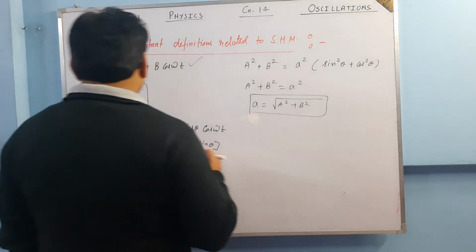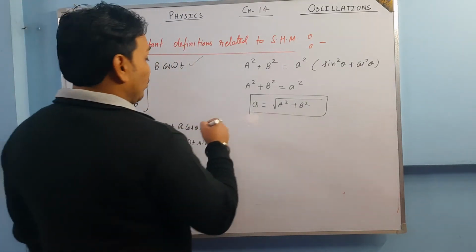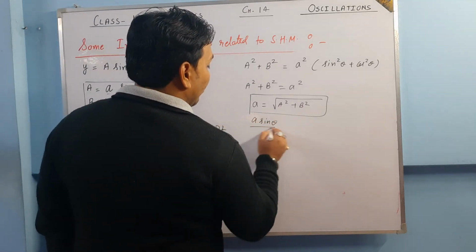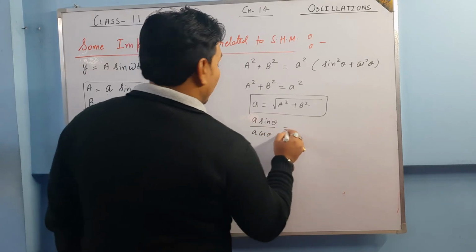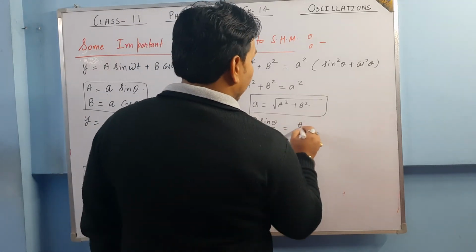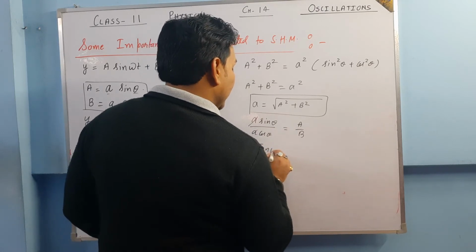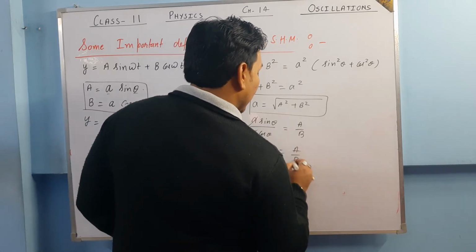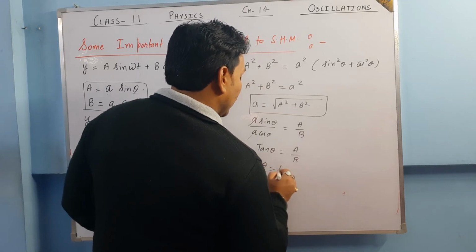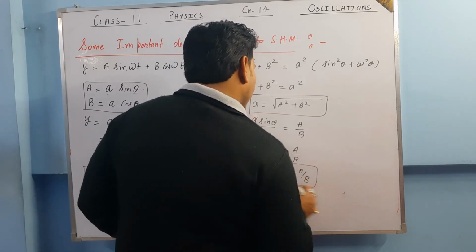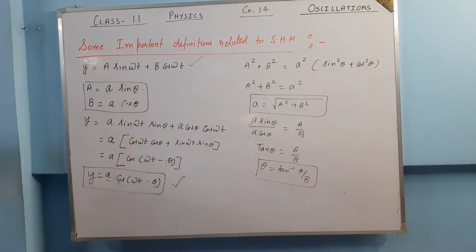Also, if theta has to be calculated, just divide them. So a sin theta upon a cos theta, what are you going to have? Capital A upon B, so a and a will be cancelled out. So tan theta is going to be A upon B, or we can write theta is equal to tan inverse A upon B. This is the value of theta, so theta can also be determined.